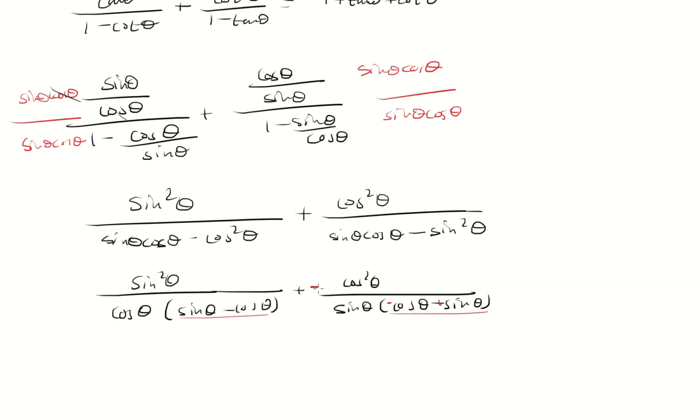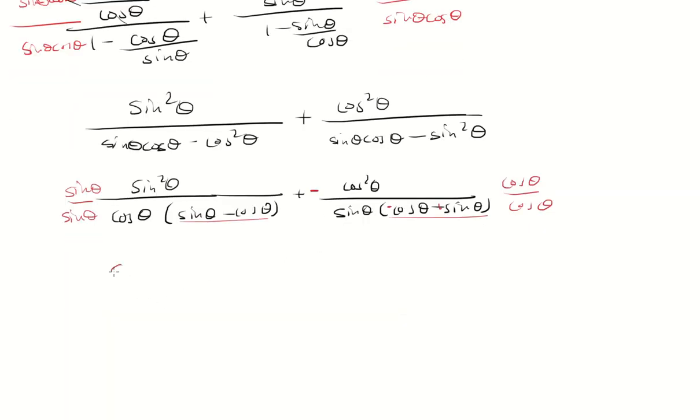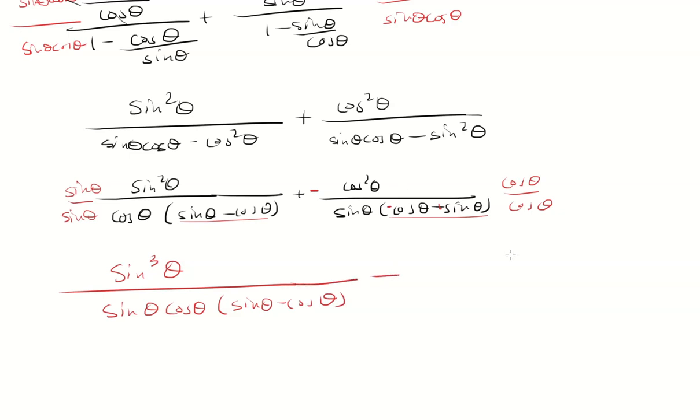This is cosine, this is sine, so let's multiply this by sine over sine. And then cosine over cosine. Okay, that way we have sine cubed on the top, sine times cosine times sine minus cosine in the denominator, minus cosine squared times cosine is cosine cubed. We have sine times cosine, and then I'm going to rearrange the order. We have sine minus cosine.